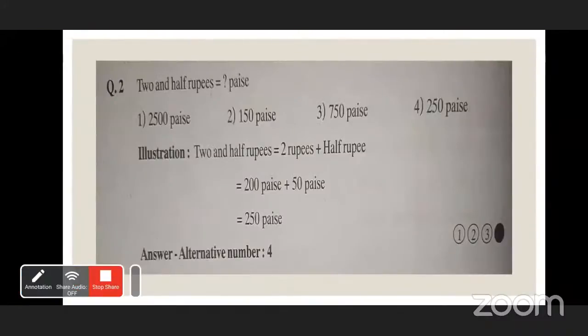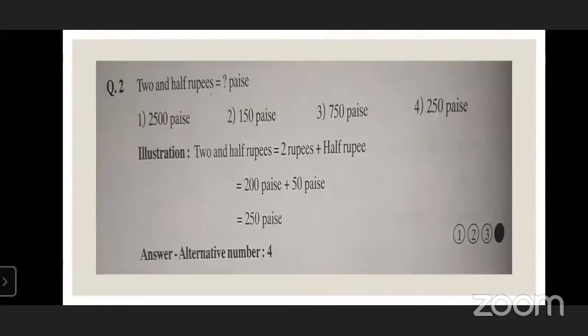See here, 2.5 rupees. The illustration is given. 2.5 rupees means 2 rupees plus half rupee. 2 rupees means 200 paise plus half rupee is equal to 50 paise. Then the total amount is 250 paise. So the fourth option is right.